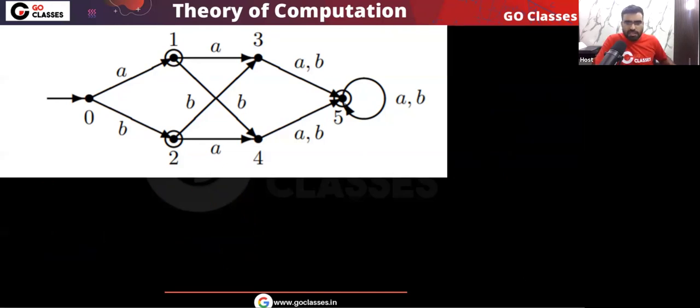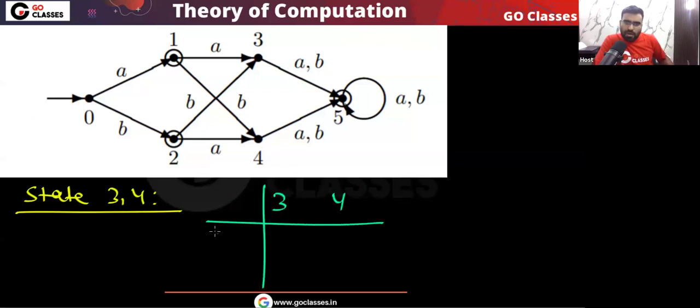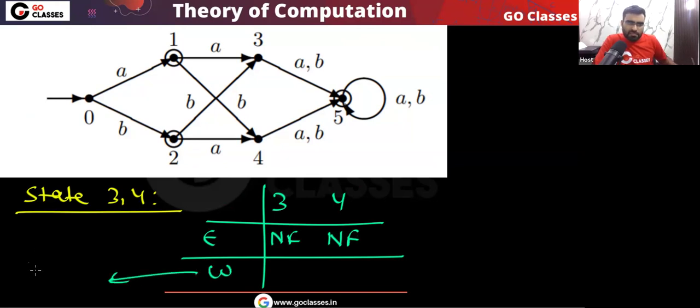Okay. What about state 3, 4? Let me know. They are non-final. Are they equivalent? See, on every string, you can see they are going to state 5. This is state 3, this is state 4. On empty string, both going to non-final. Okay, on every other string other than empty string, what will happen? Both will go to final.